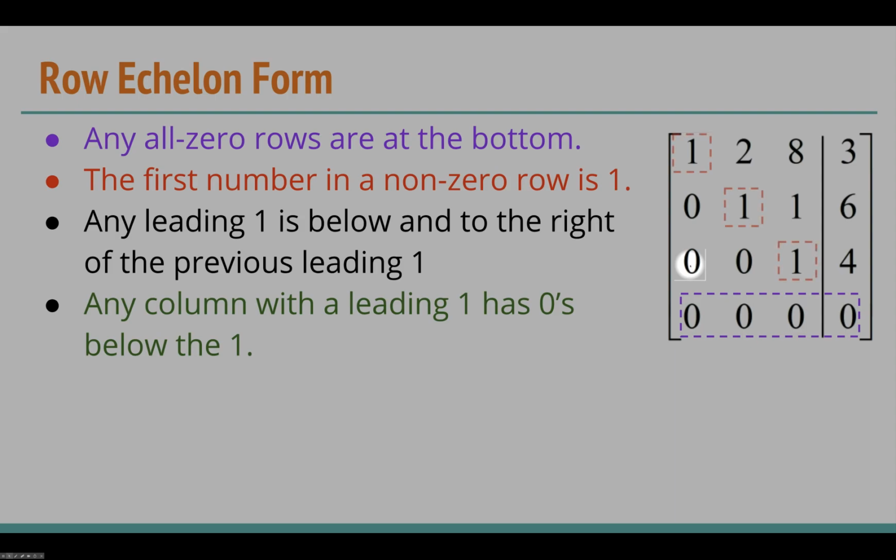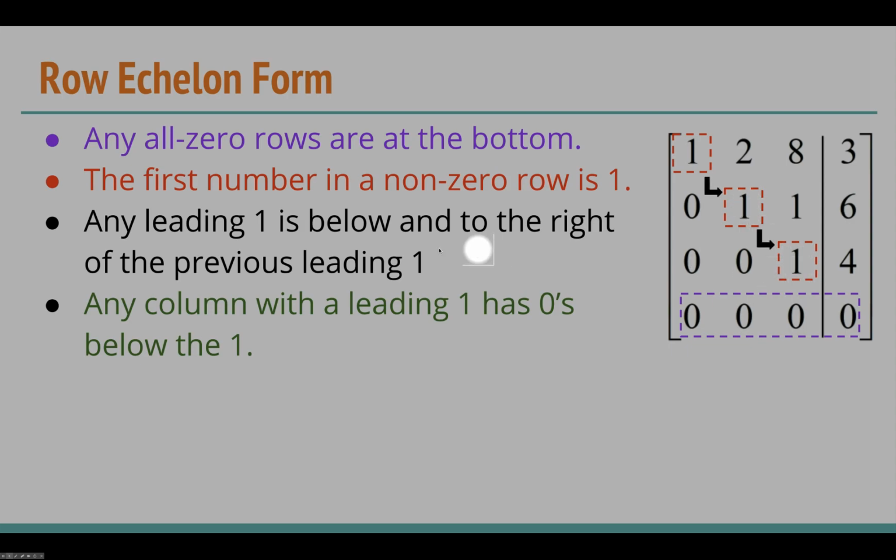The second thing to notice in a row echelon form is that the first number in any non-zero row should be a 1. So the very first number in the first row you can see here is a 1. The very first number in the second row, not counting 0, is a 1 right here. And the first number in the third row, except for the zeros, is a 1 right here. So the ones basically always end up being along a diagonal.